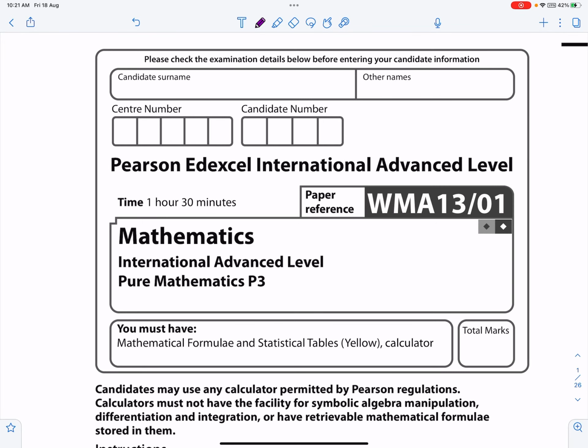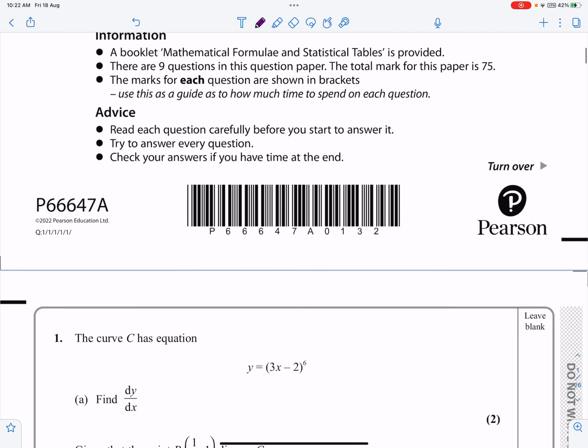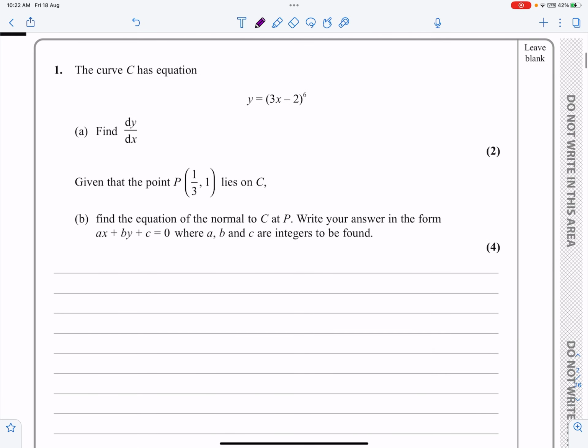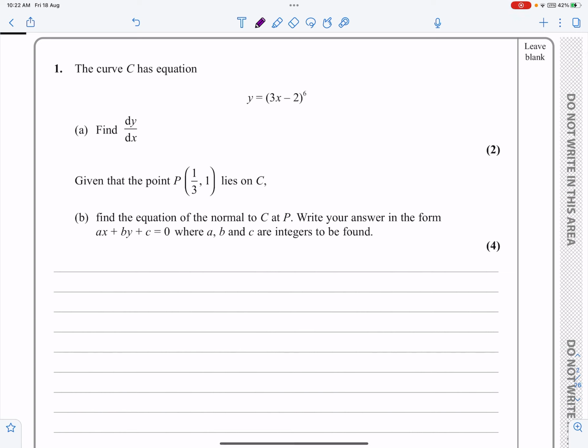Okay, this is the P3 paper from June 2022. It's question number 1. And as we can see by looking at it, this is a differentiation question. We're going to be using the chain rule, and after that we're going to be doing some work to find the equation of a normal. Okay, quite quick question. Let's get started with it.